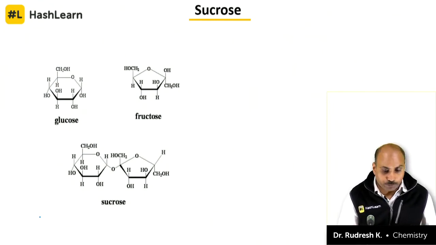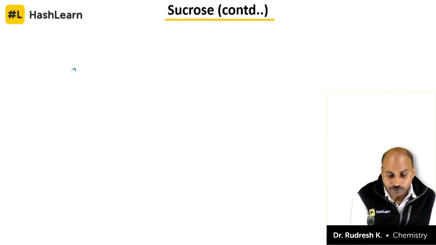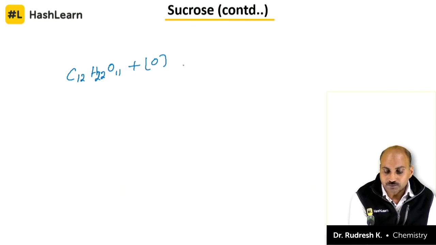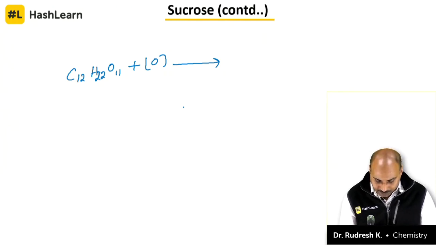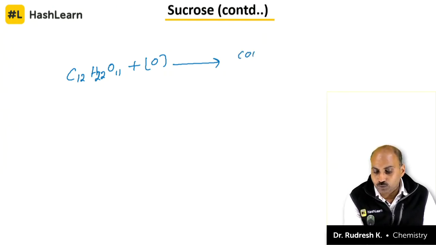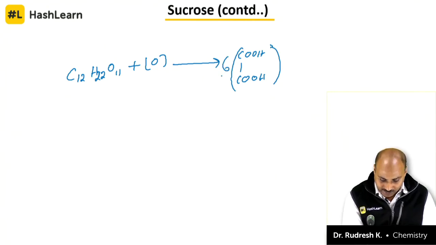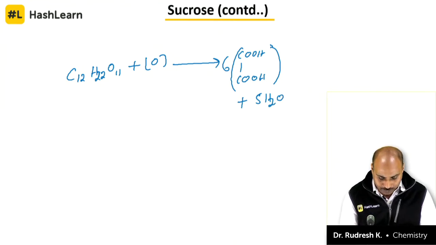Okay. The next chemical property of sucrose is the oxidation property. When your sucrose, C12H22O11, undergoes oxidation, the product we can expect is oxalic acid, COOH with COOH. This oxalic acid forms in large number, 6 molecules of oxalic acid, plus it eliminates 5 molecules of water.